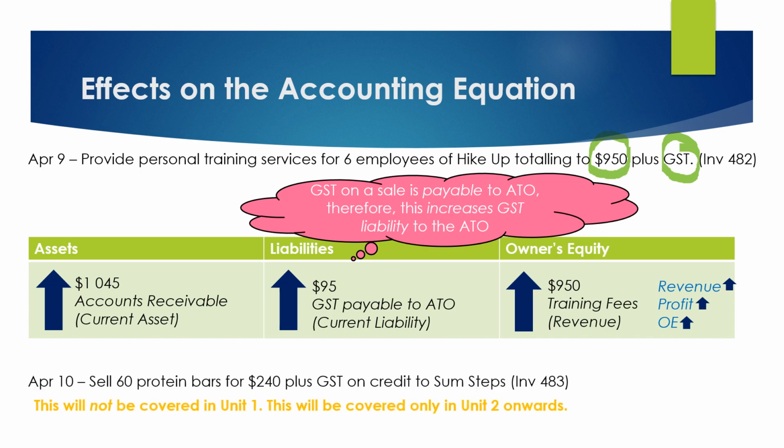There's another transaction on the 10th of April when the business sold 60 protein bars. Now this transaction will not be covered in this unit, but will only be covered in Unit 2 onwards when we are learning more about trading businesses.